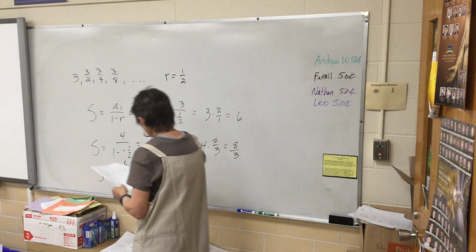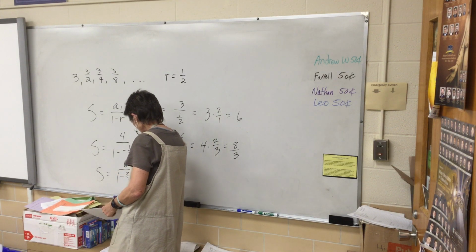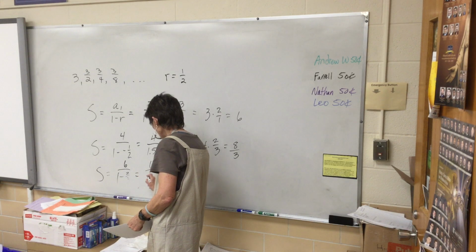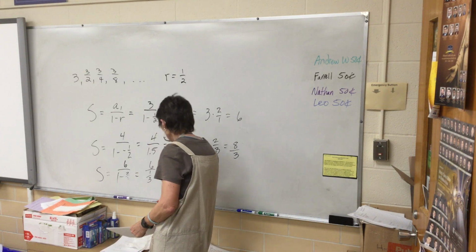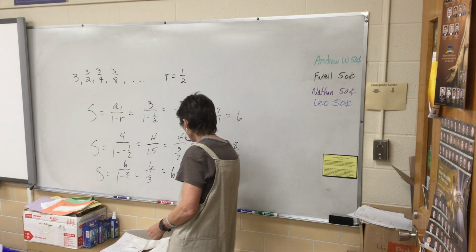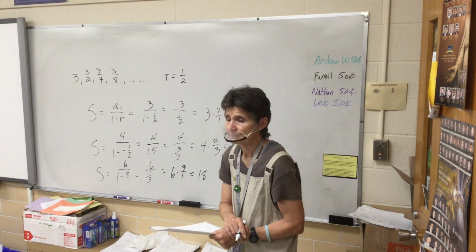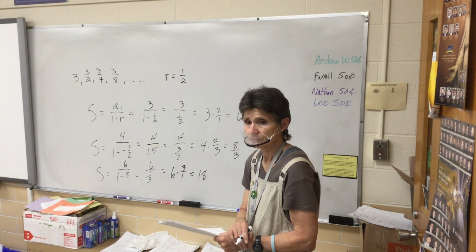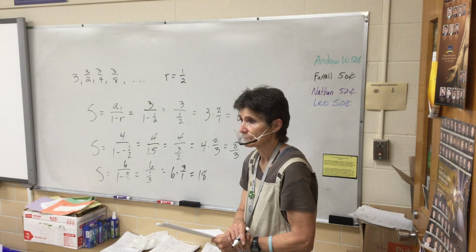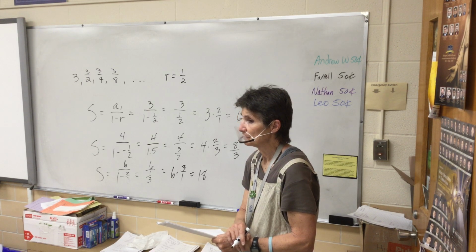So S equals 6 over 1 minus 2/3, which is 6 over 1/3, which is 6 times 3 over 1, so the answer is 18. Is that okay with everybody?